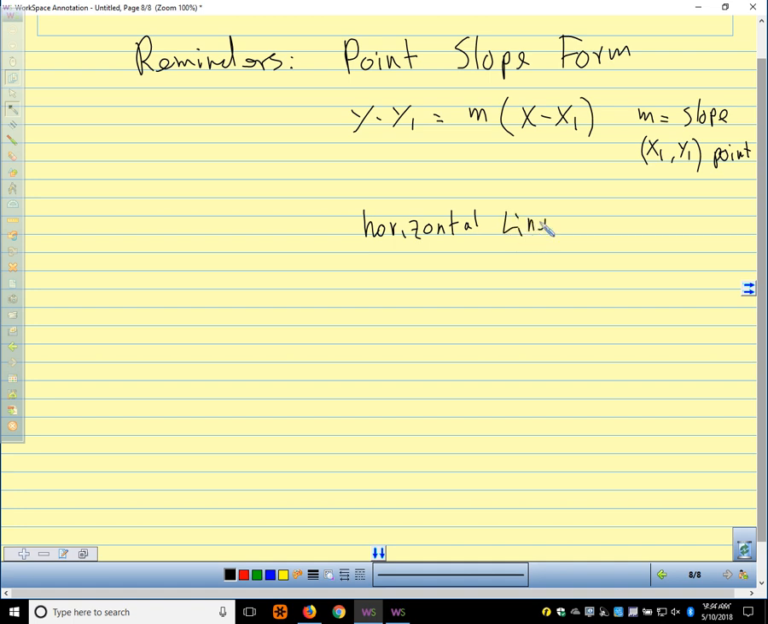Horizontal lines. What is the slope of any horizontal line? Horizontal line, slope equals 0. Vertical line, slope is undefined. So you might be asked to find when the tangent line is horizontal and when the tangent line is vertical. So it's asking you about the slope. Okay.